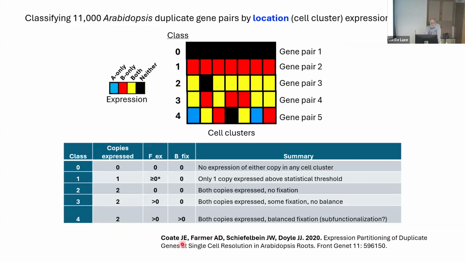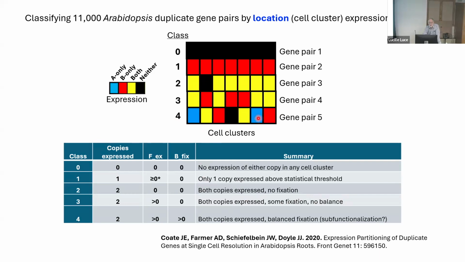A couple of years ago, we looked at expression and partitioning of duplicate genes in Arabidopsis, 11,000 different duplicate gene pairs. And we classified them, as you can see here. If neither gene was expressed in any of the cell clusters, it was a class 0. Only one copy expressed, and that's what we see here in copy 1 in class 1. Both copies expressed, but always both were present, no fixation in any of the cell types. In class 3, we have both copies expressed, and in some cell types, only one was expressed. In other cell types, both were expressed.